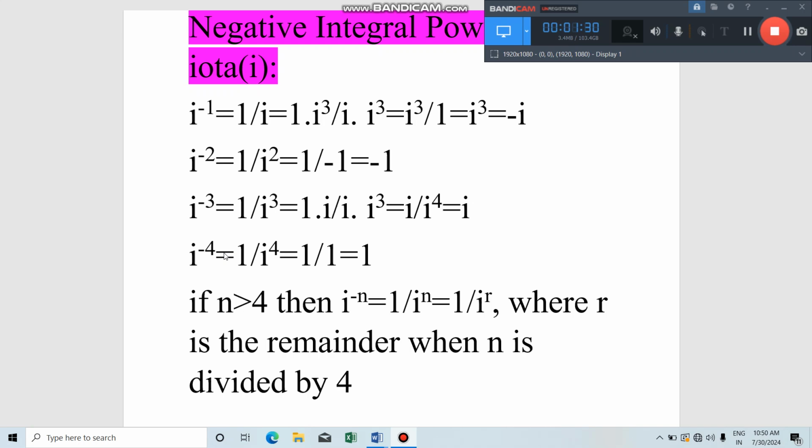Now i to the power minus 4 equals 1 by i to the power 4, equals 1 by 1, equals 1. Now if n is greater than 4, then i to the power minus n equals 1 by i to the power n, so it will be 1 by i to the power r, where r is the remainder when n is divided by 4.